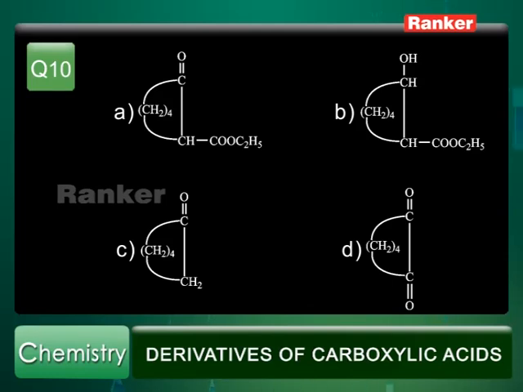So let us see the options. Option A is a ketone containing ester, that is a beta keto ester. Option B is a beta hydroxy ester. Option C is only a ketone. Option D is a diketone.